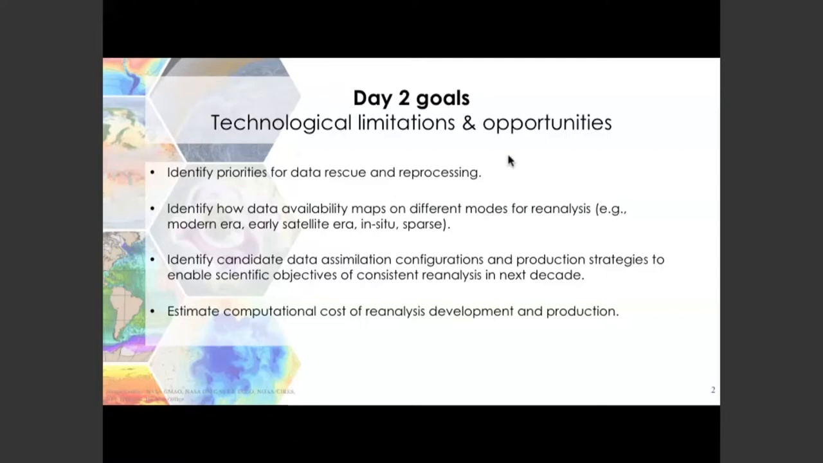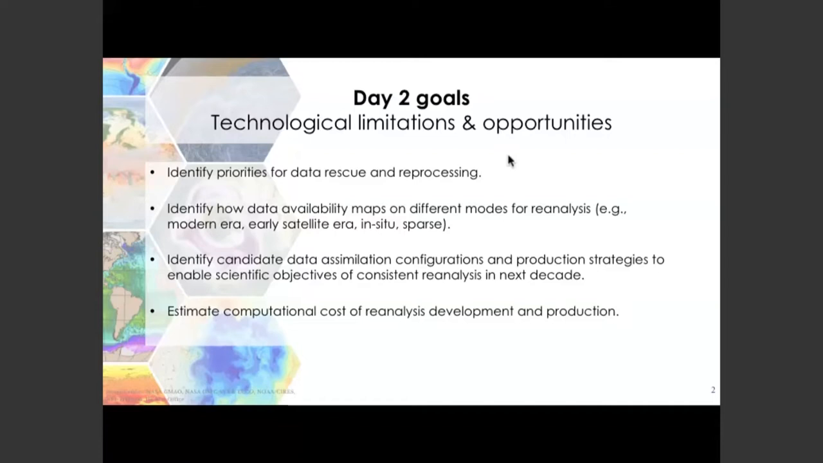So we're going to spend a little bit of time first thing, first of all, going over what the goals are for this day and also summarizing the outcomes of the breakout sessions from yesterday. So up here on the screen, you see the goals for today. And so this is about technological limitations and opportunities. So four goals are listed here.